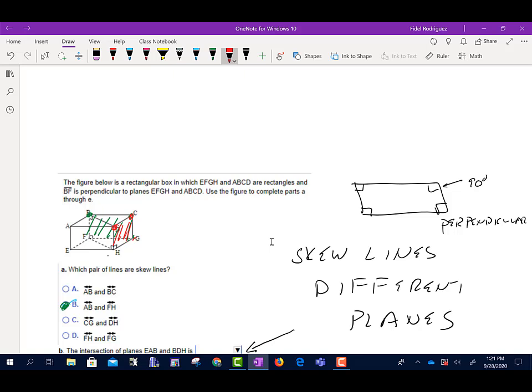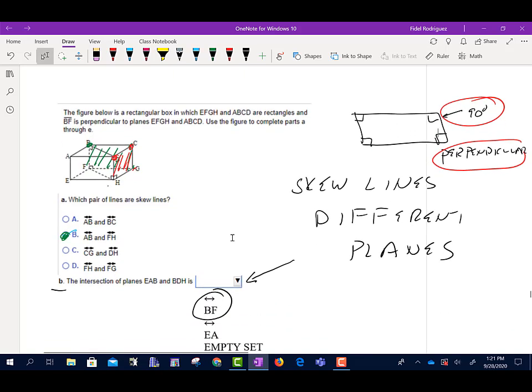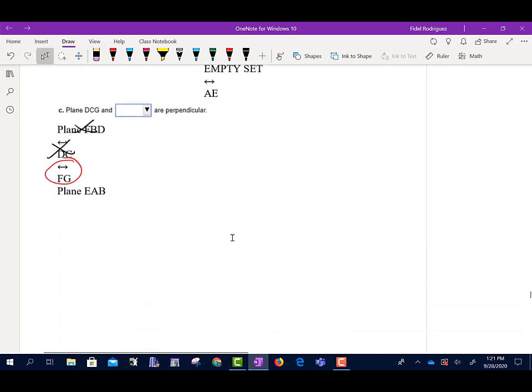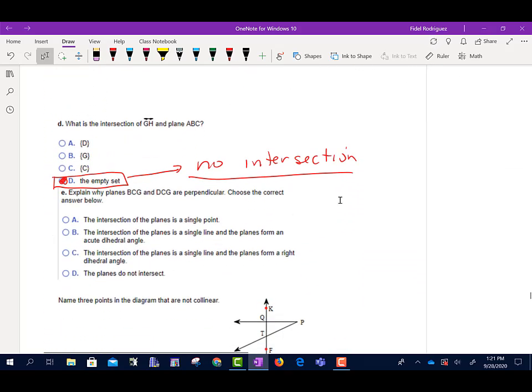Okay. Why are they perpendicular? Remember what perpendicular means? Perpendicular means that there's going to be a 90-degree angle there, right? If you think about that, that's the back side of the box and the right side of the box. Why are they perpendicular? Because the intersection of the planes is a single line and the planes form a right angle. Right angle is the same thing as 90 degrees, okay? And that's what we're looking at.